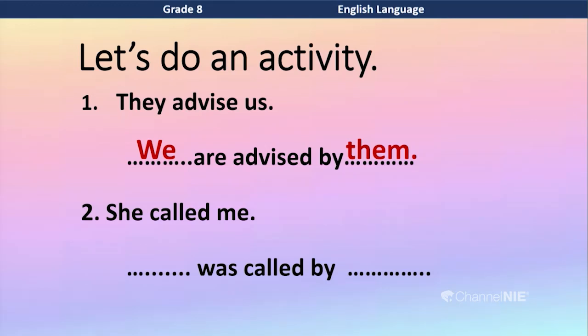What about the second one, miss? She called me. She called me. What are the two pronouns that we find there? She and me. She and me, right? So, when we make the passive sentence, what are we going to do? Me becomes I. Yes. She becomes her. So, the sentence is, I was called by her.